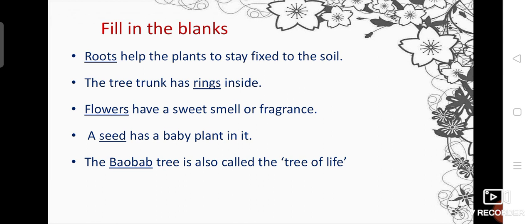Dash has a baby plant in it. Seed, because from the seed only plants come out. That is a root, shoot, and from the shoot branches, leaves, flowers, seeds, everything comes, isn't it?